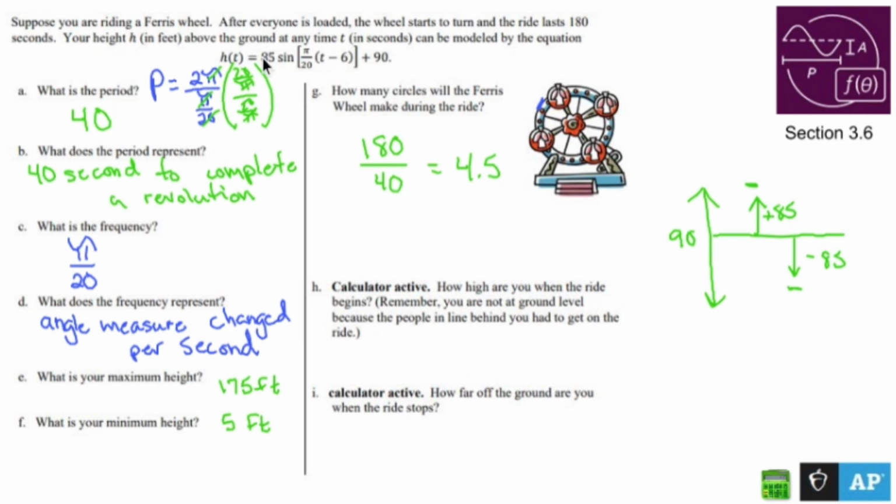So what that means is I take this equation and I find out what happens when t equals 0. Then I'm being asked how far off the ground are you when the ride stops. I care about when t equals 180. So I'm going to do both of these in the calculator at the same time. I'm going to type that guy in. I'm going to find out when t is 0, and I'm going to find out when t is 180, and I'll be right back, and we'll see what we get.